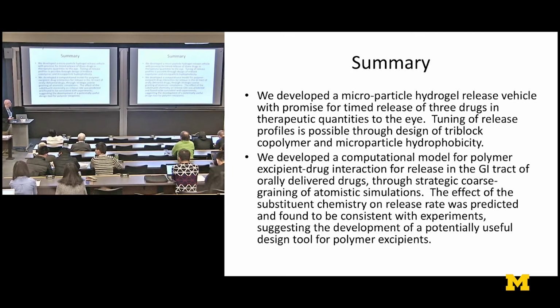This is done through strategic coarse graining of atomistic simulations. This is done by using the atomistic simulations to develop a pair correlation function or a radial distribution function that's then used to tune the coarse grain model. And we looked at the effect of substituent chemistry on the release rate, found it to be consistent with experiments, and this suggests the development of a potentially useful design tool for polymer excipients. These computational products have been delivered to Dow Chemical for their use in their design.